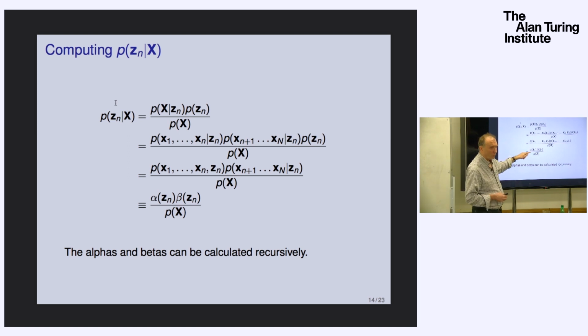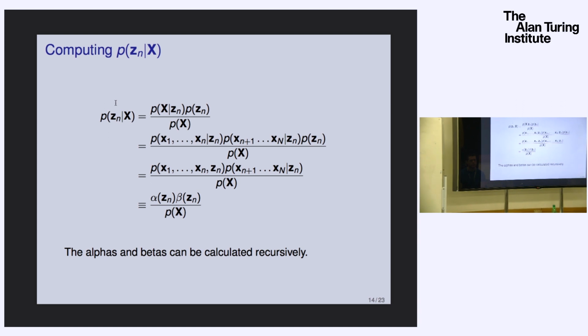This is the so-called forward recursion, the alpha. This is observing x1 up to xn and being in state Zn. And then the betas are the P of xn plus 1 up to x big N, given that we're in z little n. So that's the future. This is the past and the present, and that's the future. And the key thing is that these have a recursive prediction.